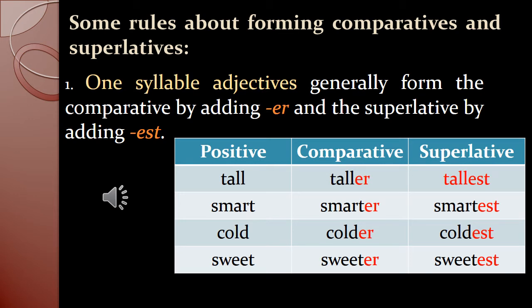One-syllable adjectives generally form the comparative by adding er and the superlative by adding est. We can look in our 3 squares. We have our 4 adjectives: tall, smart, cold, sweet. And of course we change the comparative nice and easy, just like we've taught. We add ER. Taller, smarter, colder, sweeter. And remember, after those words, we'll always see the word than. Taller than, smarter than, for example. And of course, as superlatives ones, we add EST. Tallest, smartest, coldest, and sweetest.